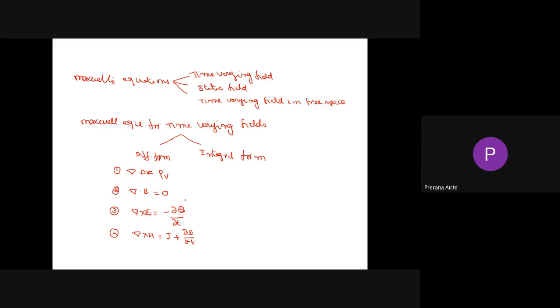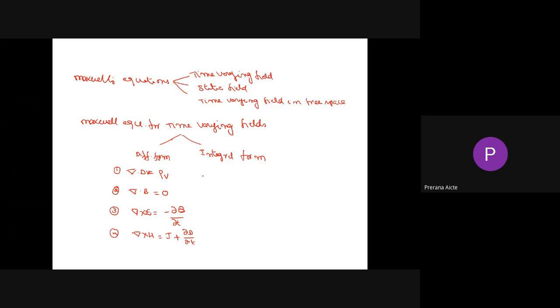So del dot D is equal to rho V, where D is the electric flux density and rho V is the volume charge density. Whereas del dot B is equal to 0, that is, the divergence of the magnetic flux density is 0. In the cross product, del cross E is equal to minus dou B by dou t, the relation between the electric and magnetic fields. And del cross H is equal to J plus dou D by dou t. These four equations are the Maxwell equations for the time varying field in differential form.